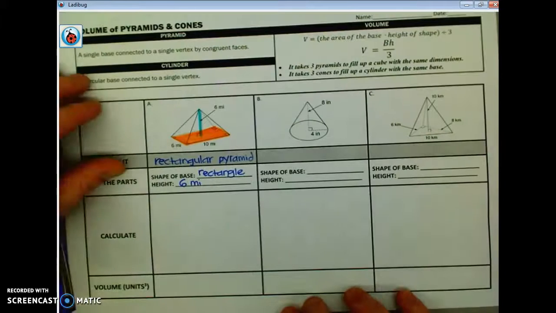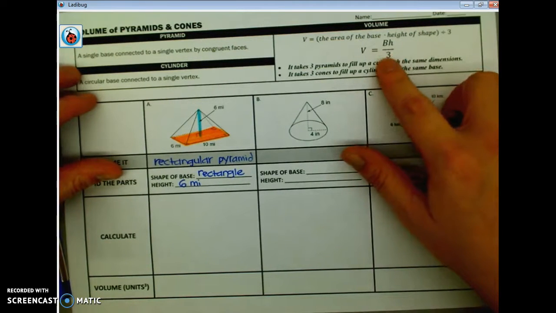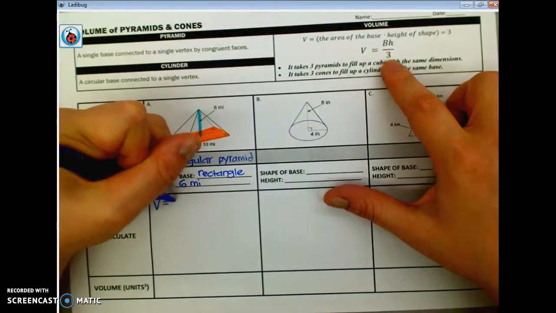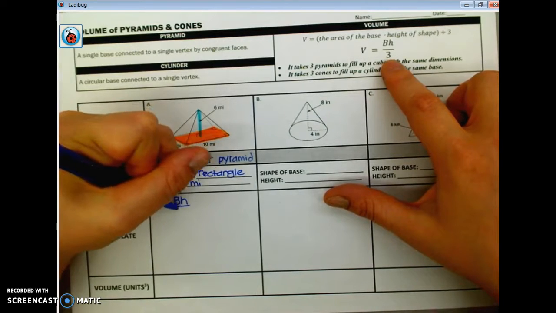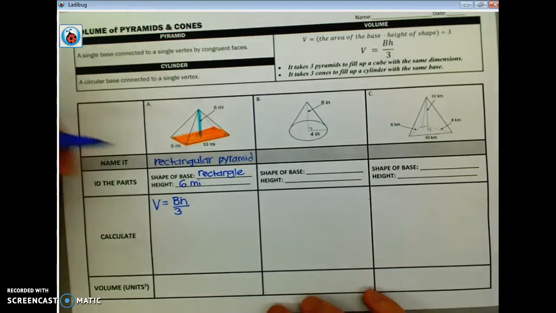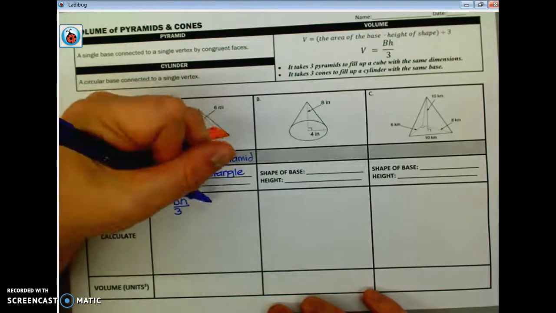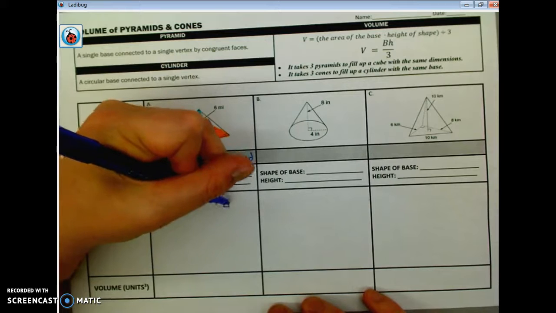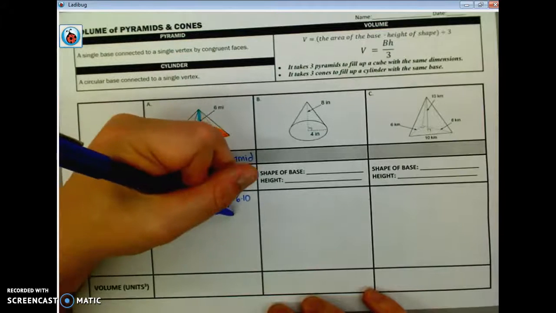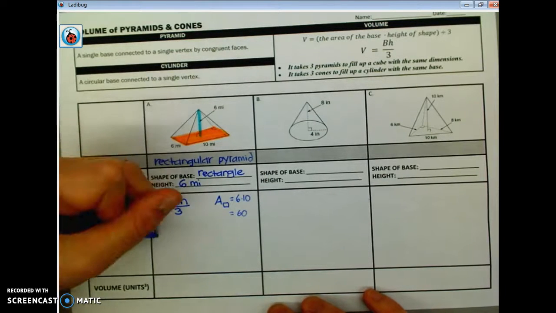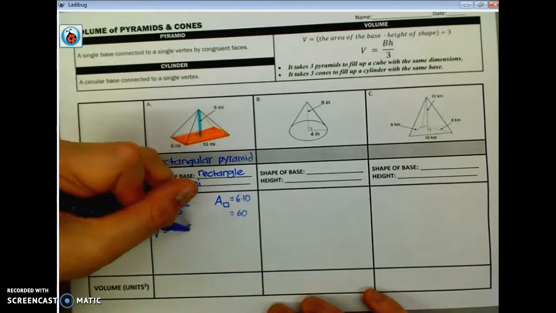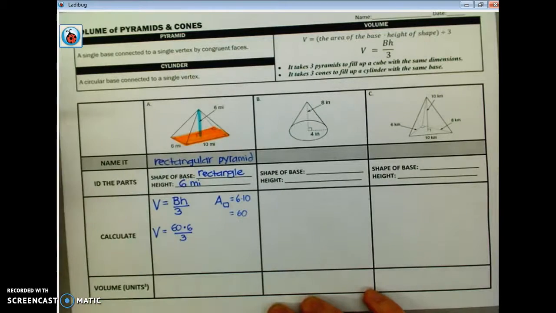All right, so we're going to start off with the formula and fill in the numbers that we know. Volume equals the area of the base times height divided by 3. So again, the area of the base is the area of a rectangle. So the area of our rectangle is 6 times 10, or 60. So I'm going to plug that in. I get 60 for the area of the base. My height is 6, and I'm going to divide all of that by 3.